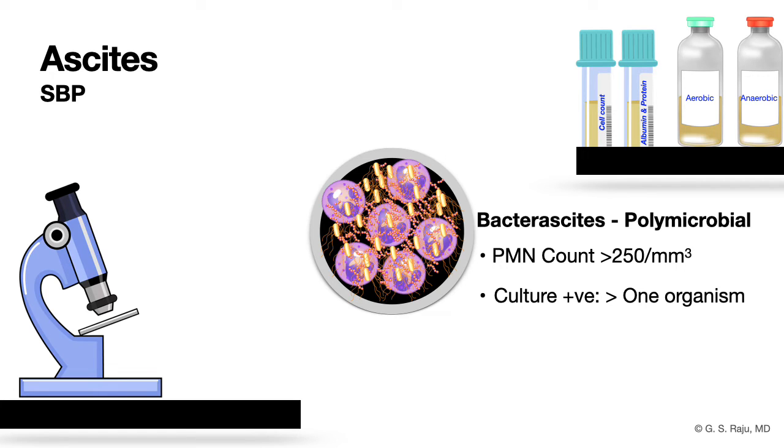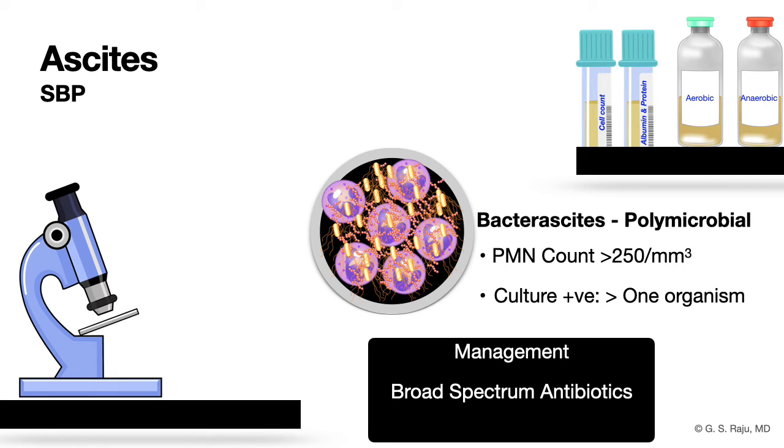monomicrobial bacterascites, where we just give single agent third generation cephalosporin. In polymicrobial bacterascites, you may need to give broad spectrum antibiotic. Something to keep in mind. This is a much more aggressive disease.